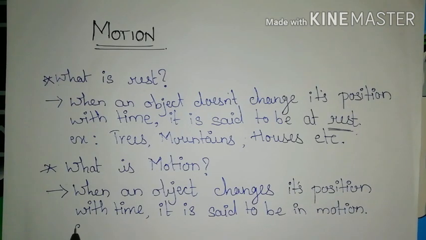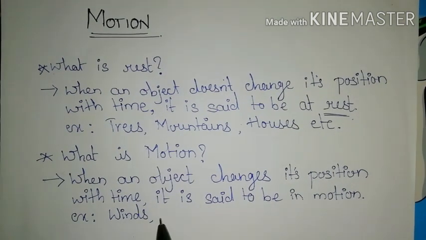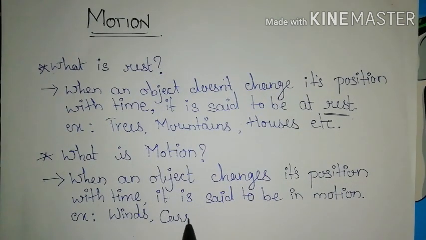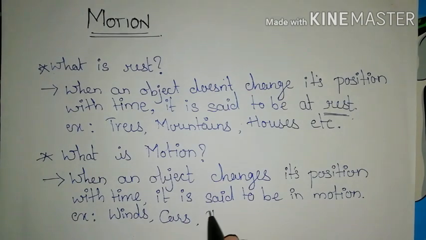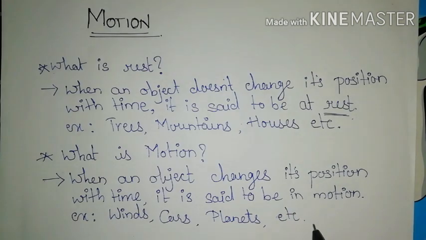For example, winds, cars, or any kind of vehicle which moves, they change their position. So they are examples of motion. Similarly, the earth and planets are in motion. The stars are in motion, etc.